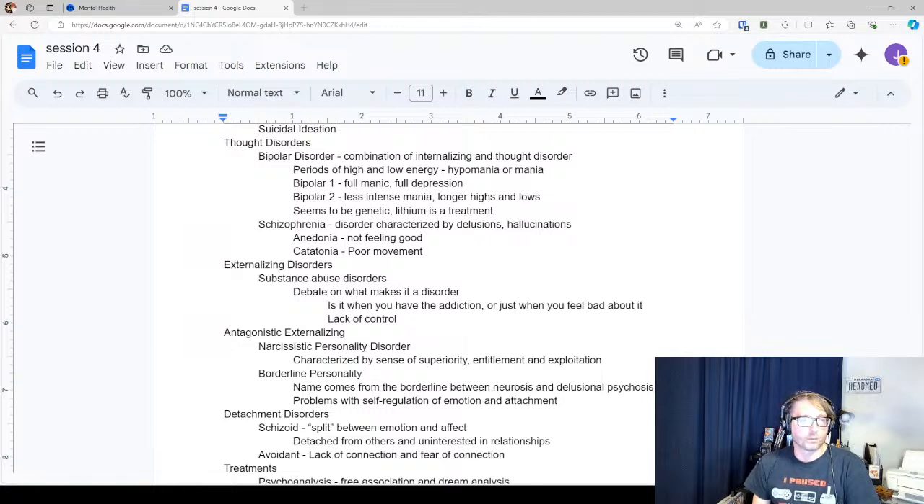And bipolar is also genetic. Well, it's not genetic, but it's thought to be genetic. It runs in families at least. And then lithium is a common treatment for the depression.